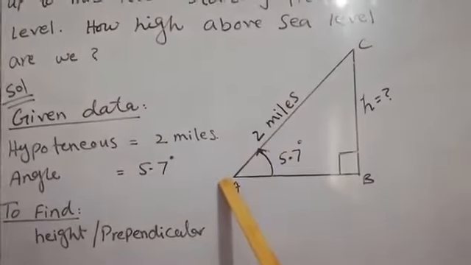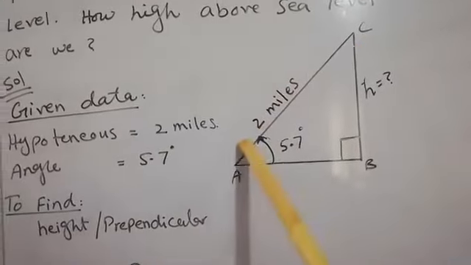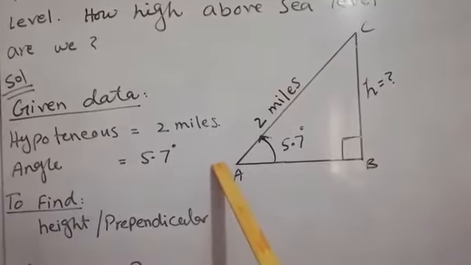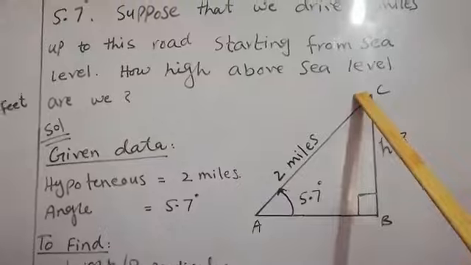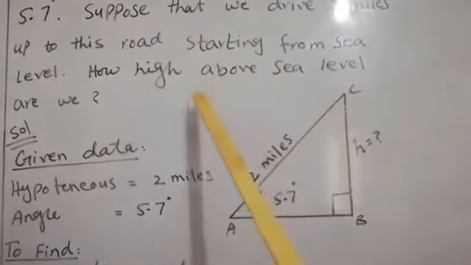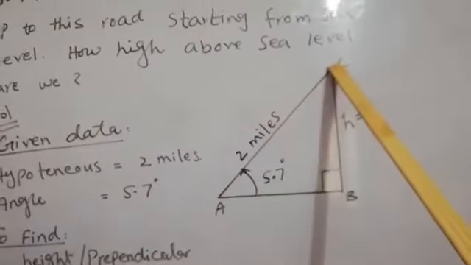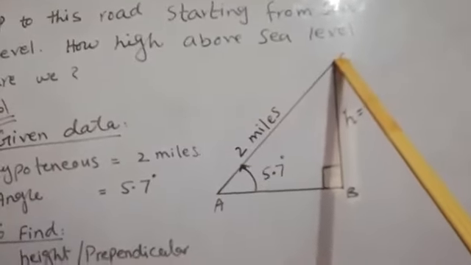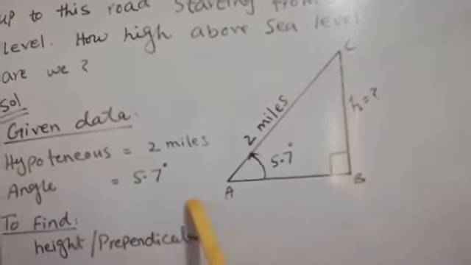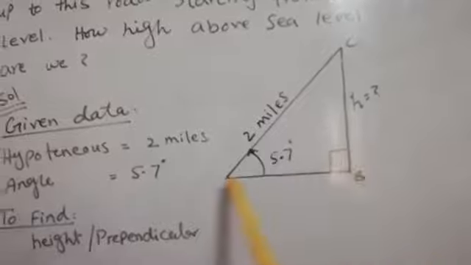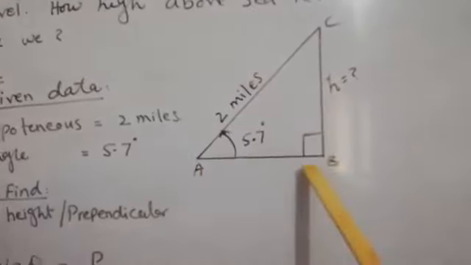Means we start from here, there is the sea level, the base at sea level, and this is a road. And if we drive 2 miles up on this road, then how high above the sea level are we? If we stop our car here, we will find how much the height of this point is from the sea level. Remember that this is the sea level, okay, AB. You will draw the right angle triangle in such a way that AB is the sea level.